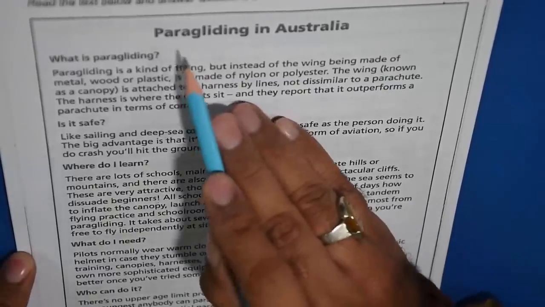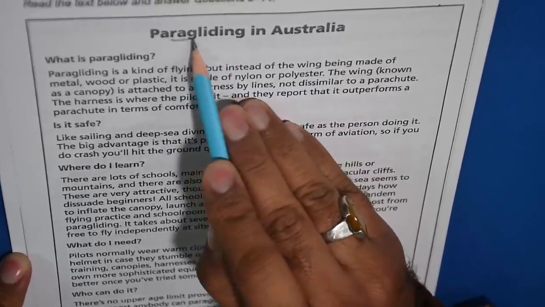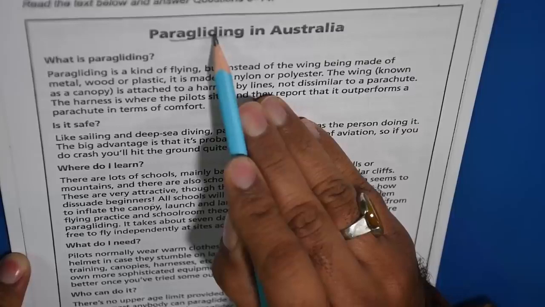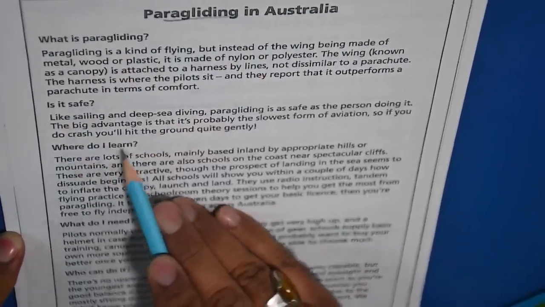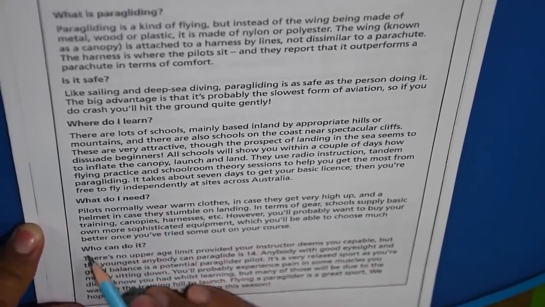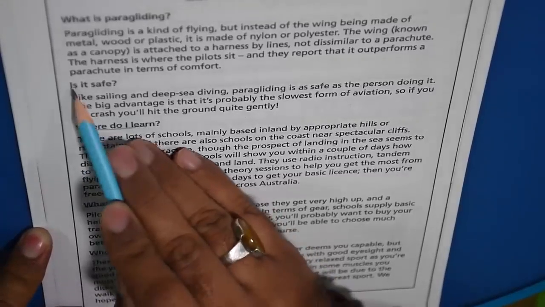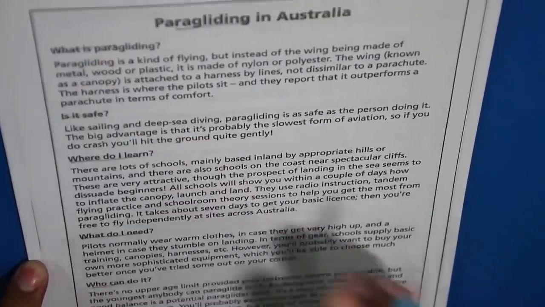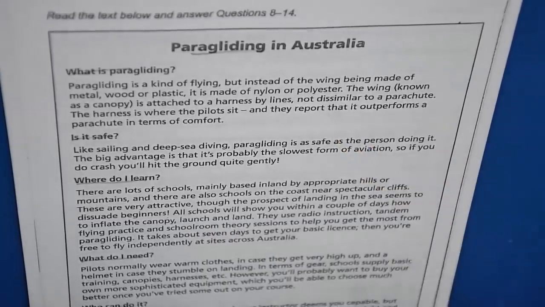Okay, now here we've got a passage about paragliding in Australia. From the title you can understand they are going to talk about paragliding. Then what is paragliding? Is it safe? Where do I learn? What do I need? Who can do it? So from here you can understand which question will have the answer where. But let me tell you, all the questions and answers are going to be in the same order. So you don't need to worry about anything.